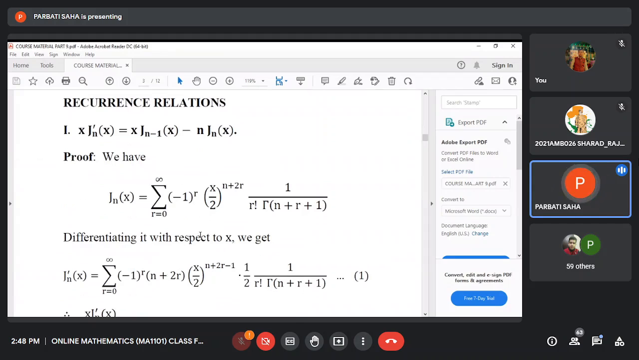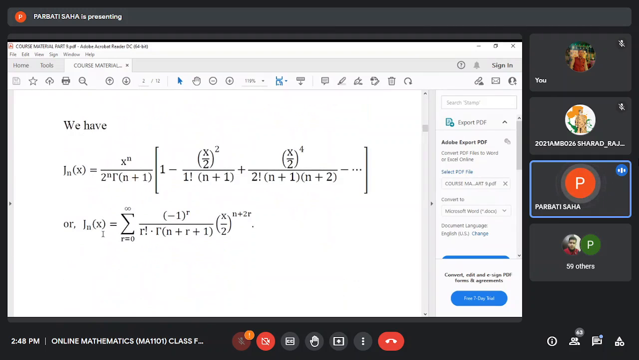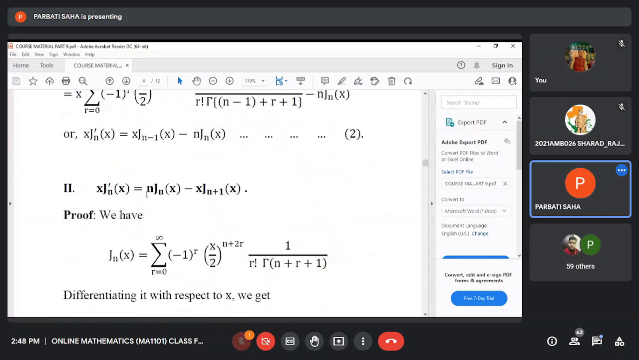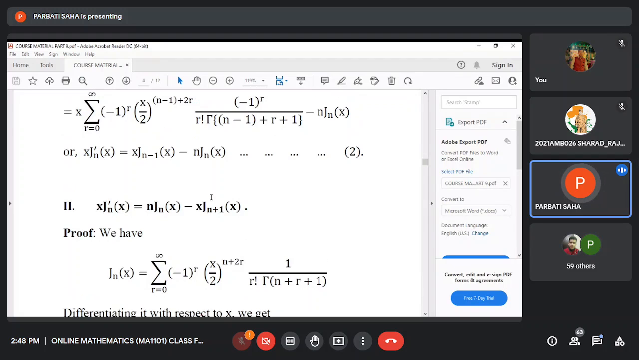Now we are to prove some recurrence relations. These are all important. How to prove? You will observe that some algebraic computations will be done. These are very easy to prove. Because we know Jn(x), we can differentiate it with respect to x. If n is replaced by n minus 1, you can obtain Jn minus 1(x). Similarly, if you need Jn plus 1, that is also known because Jn(x) is known.